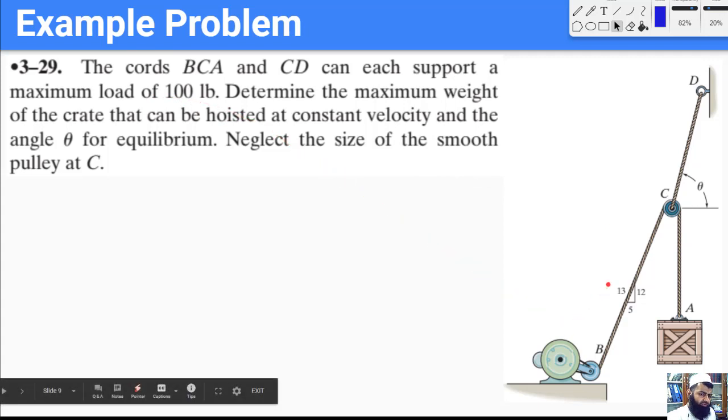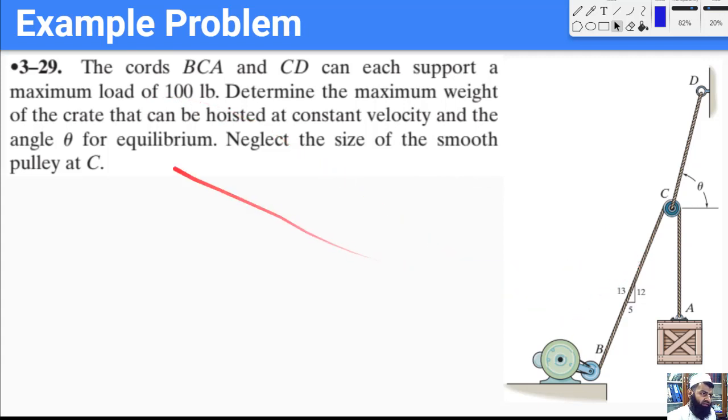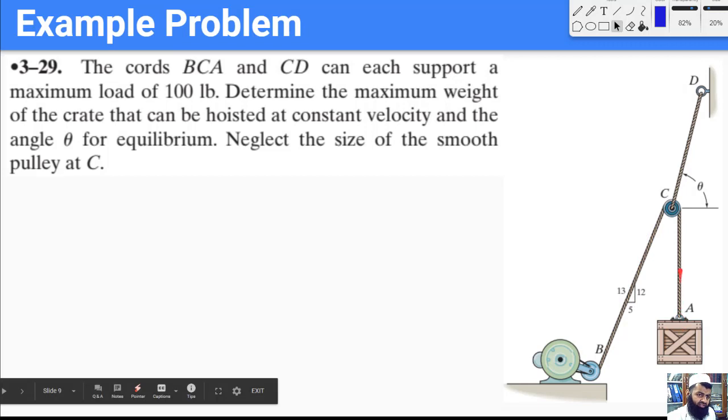A few important points to make here: it's already given that the size of the pulley is negligible, so we would assume this point to be just like a point particle, and secondly, these two are separate cords. So this is a separate cord which has a maximum load limit of 100 pounds, and this cord which goes over this pulley also has a maximum strength. The maximum load that it can support is again 100 pounds.